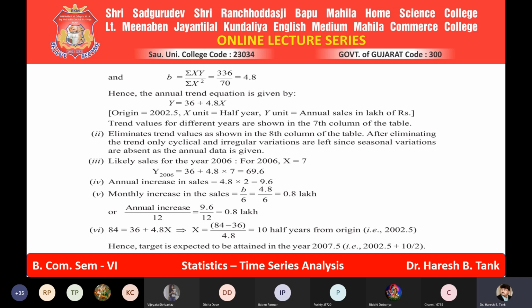So the annual trend equation is given by y is equal to 36 plus 4.8x, where origin is 2002.5. Since it is in half, x unit is half year, and y unit is annual sales in lakh of rupees.